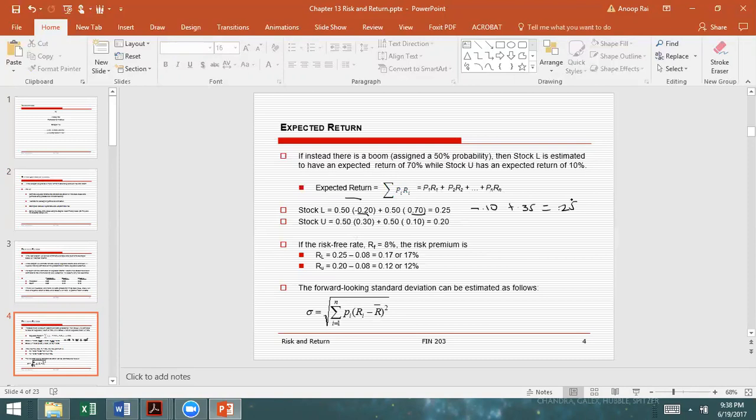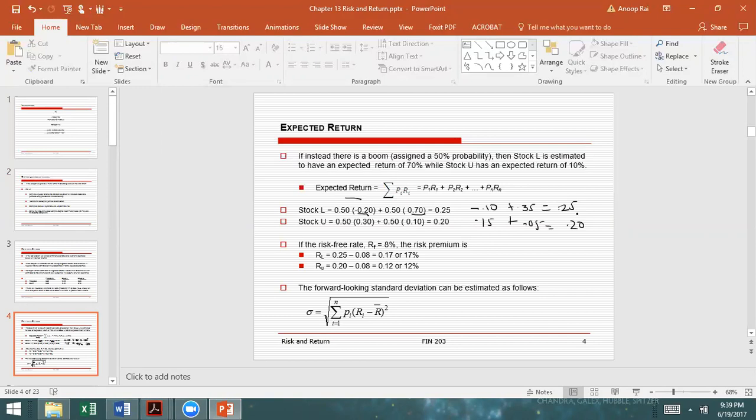So we say on average, if you were talking to grandmother, you'd say on average, I expect a return of 25%, since the estimates are varying quite high for the boom period and low for the recession period. Similarly, stock U, 0.50 of 0.10 is 0.05, and 0.50 of 0.30 is 0.15, so it's 0.20. So the expected return for stock L is about 25%. In other words, if the stock is $100 right now, you'll probably get 125 at the end of the year.